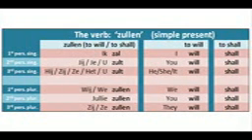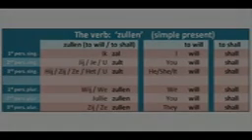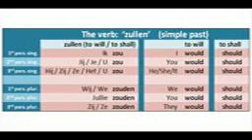Okay, the verb zullen, I will read it again to you. The translation, you will see it yourself, is possible to will or to shall. In Dutch: ik zal, jij/je/u zult, hij/zij/ze/het/u zal, wij/we zullen, jullie zullen, zij/ze zullen. In simple past: ik zou, jij/je/u zou, hij/zij/ze/het/u zou, wij/we zouden, jullie zouden, zij/ze zouden.